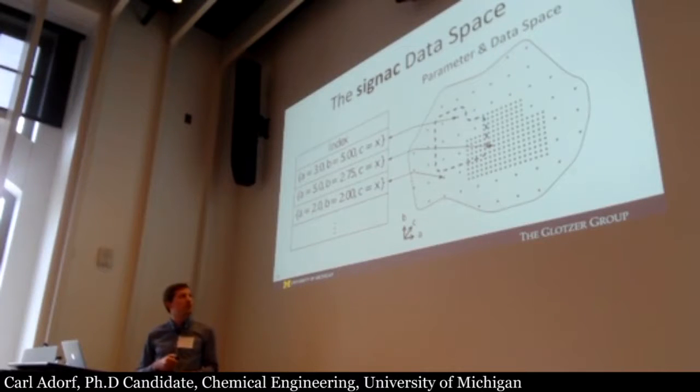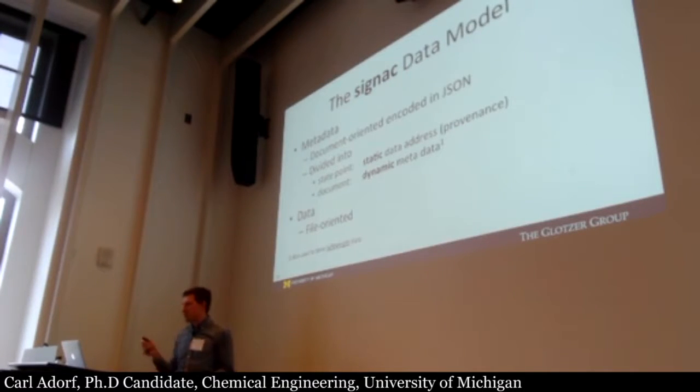We have a well-defined schema where we have key value pairs, essentially, that represent our metadata, whatever that means for your use case. And we have the data itself, also key value pairs and files. I just mentioned our metadata is document-oriented. We're using JSON to encode it, and it's split into two parts. One is what we call a state point, which is more or less a static data address. The concept here is if you change the state point, you essentially invalidate your data.